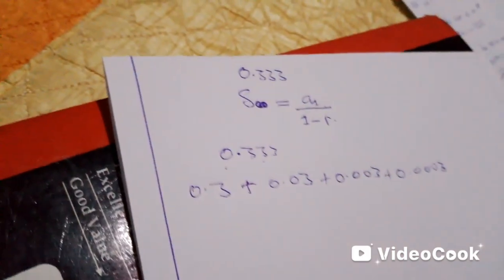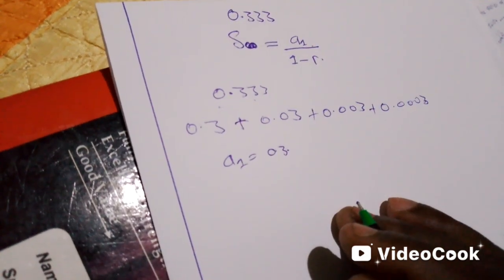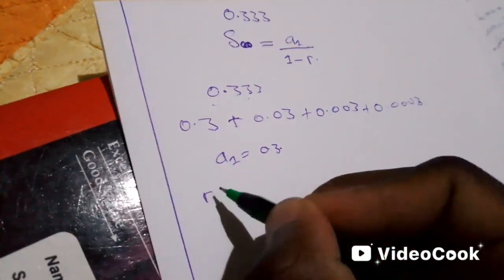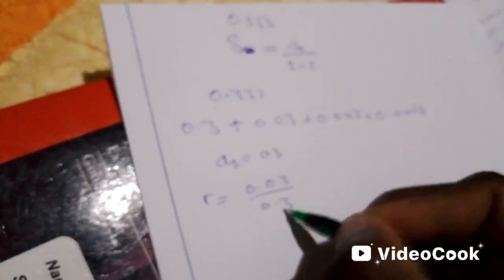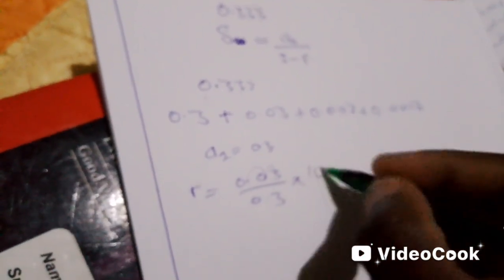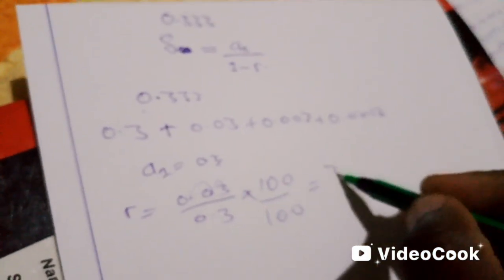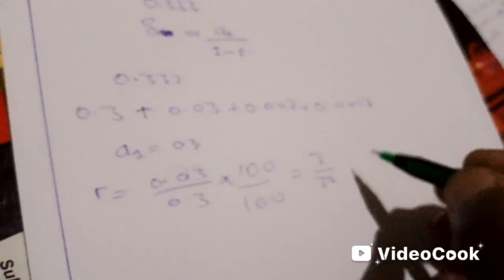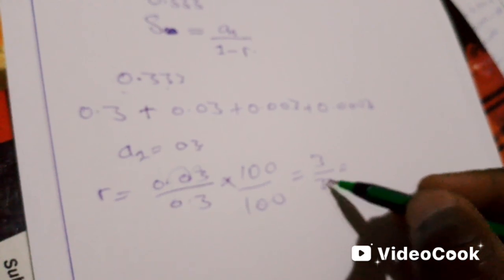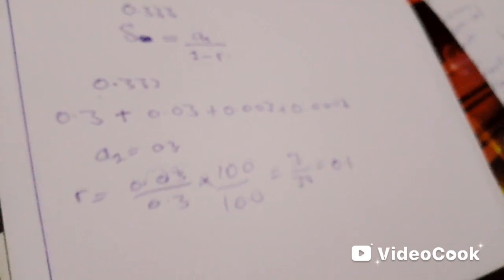So now we have our first term, our a, which is 0.3. Our common ratio is always 0.03 all over 0.3. If we multiply by 100 so that we can make whole numbers, we're going to have 3 over 30, and that leads us to 1 over 10, or 0.1. It's going to be 0.1.